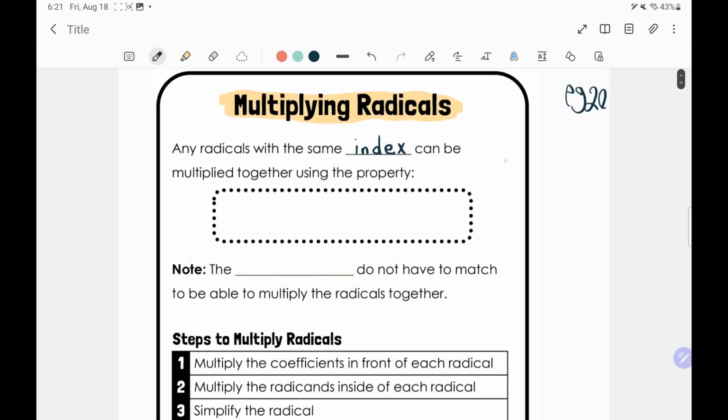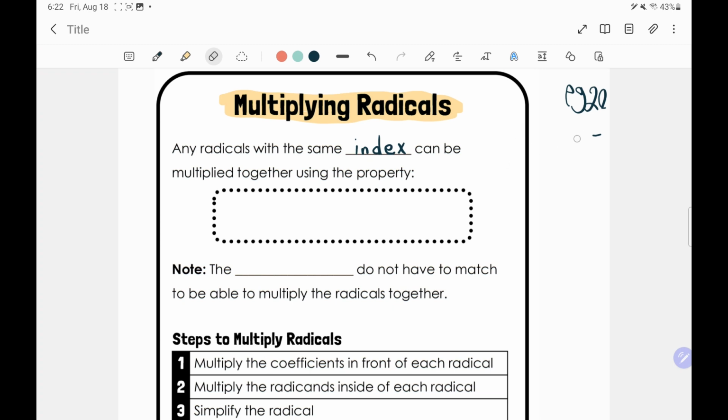What's an index? I'm going to put a little example. For example, if you have a square root, you're going to multiply with a square root. Now if you have a cube root, you're going to have to multiply with a cube root, or else you won't be able to multiply. For example, in this case, you wouldn't be able to multiply, so I would have to make it into a cube root. So just keep that in mind. You need to have the same index whenever you're doing this. Alright, so that's the first rule.